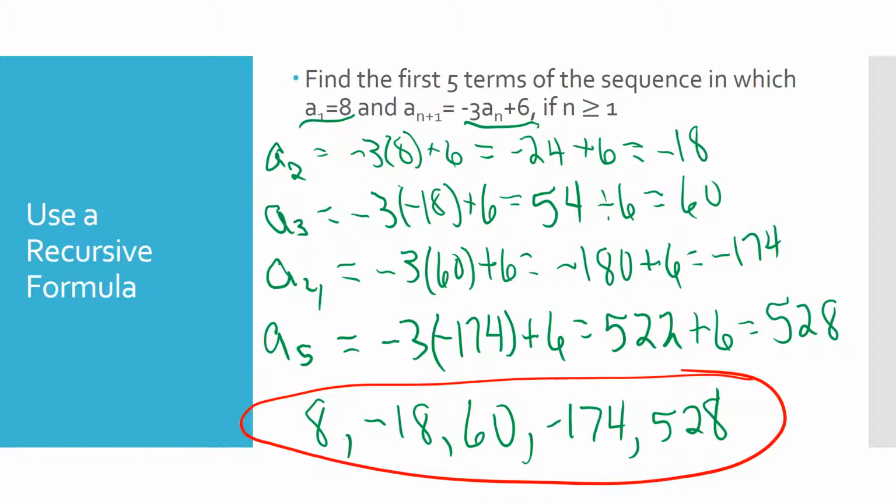When we're given the first term and the recursive formula, we plug the initial term into the formula, solve it, take our solution, and put it back into the recursive formula. Keep repeating that until we've got all 5 terms determined, summarize it, and Shazam, you are done.